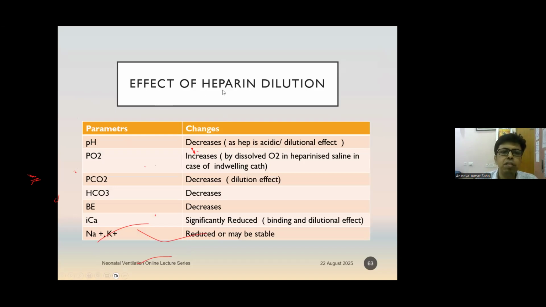If there is heparin dilution, the pH will be decreased, the PO2 will be increased, the PCO2 will be decreased, the bicarbonate will be decreased, and the base excess will be decreased. One thing is very important: if we measure electrolytes simultaneously, the ionic calcium level will be significantly reduced. So we never use excess heparin while taking the sample in a syringe.